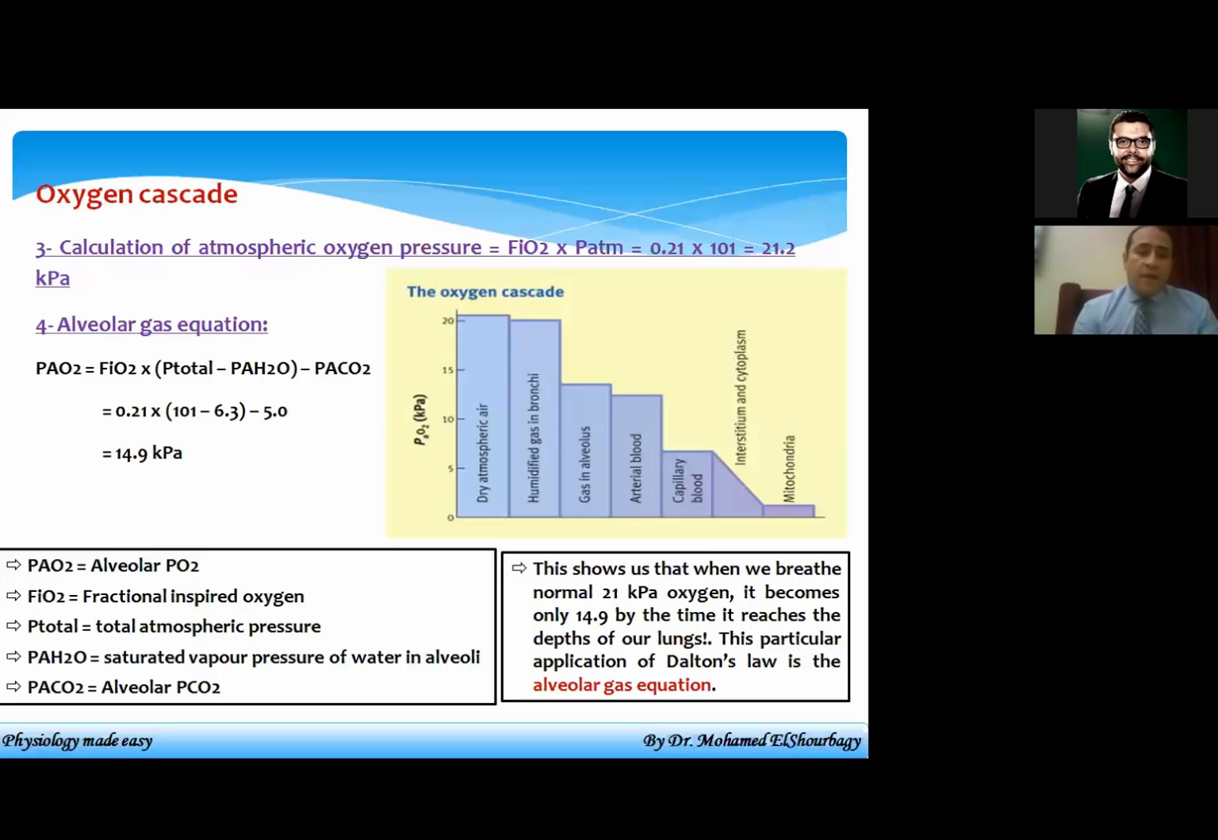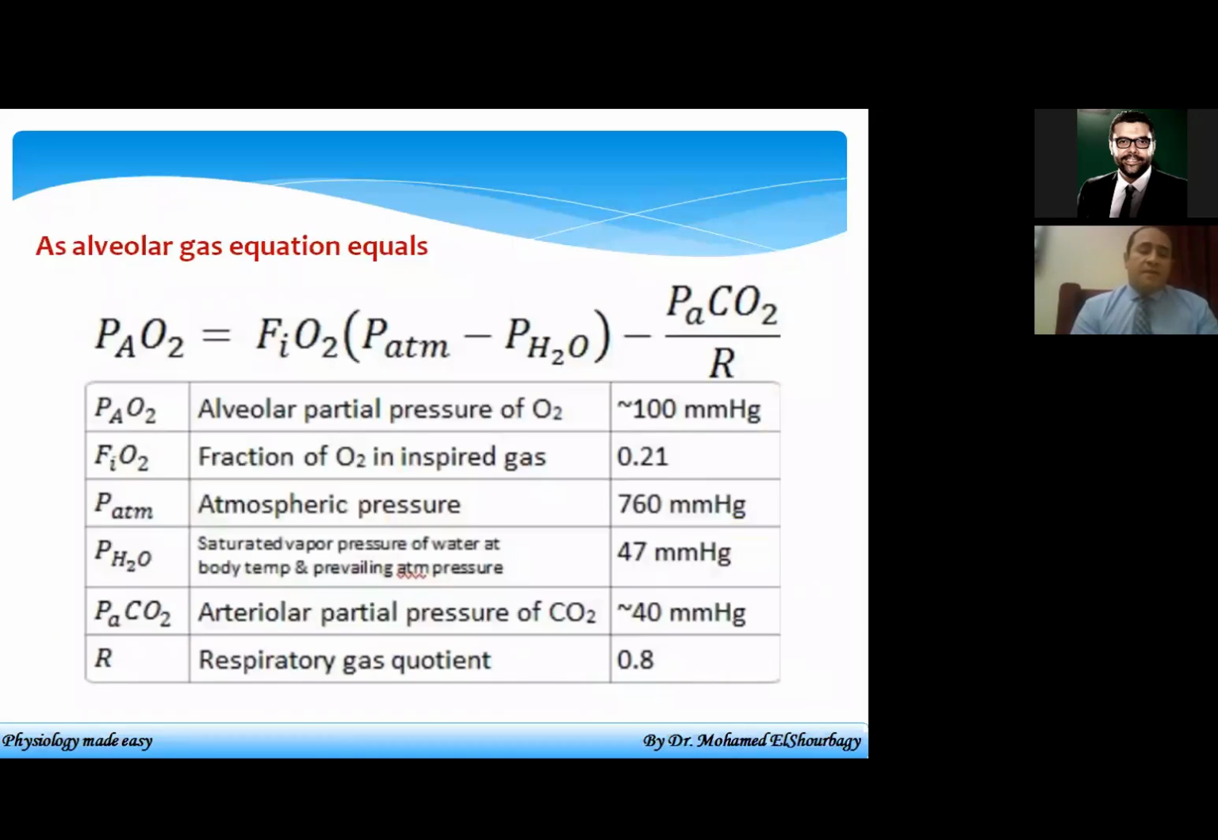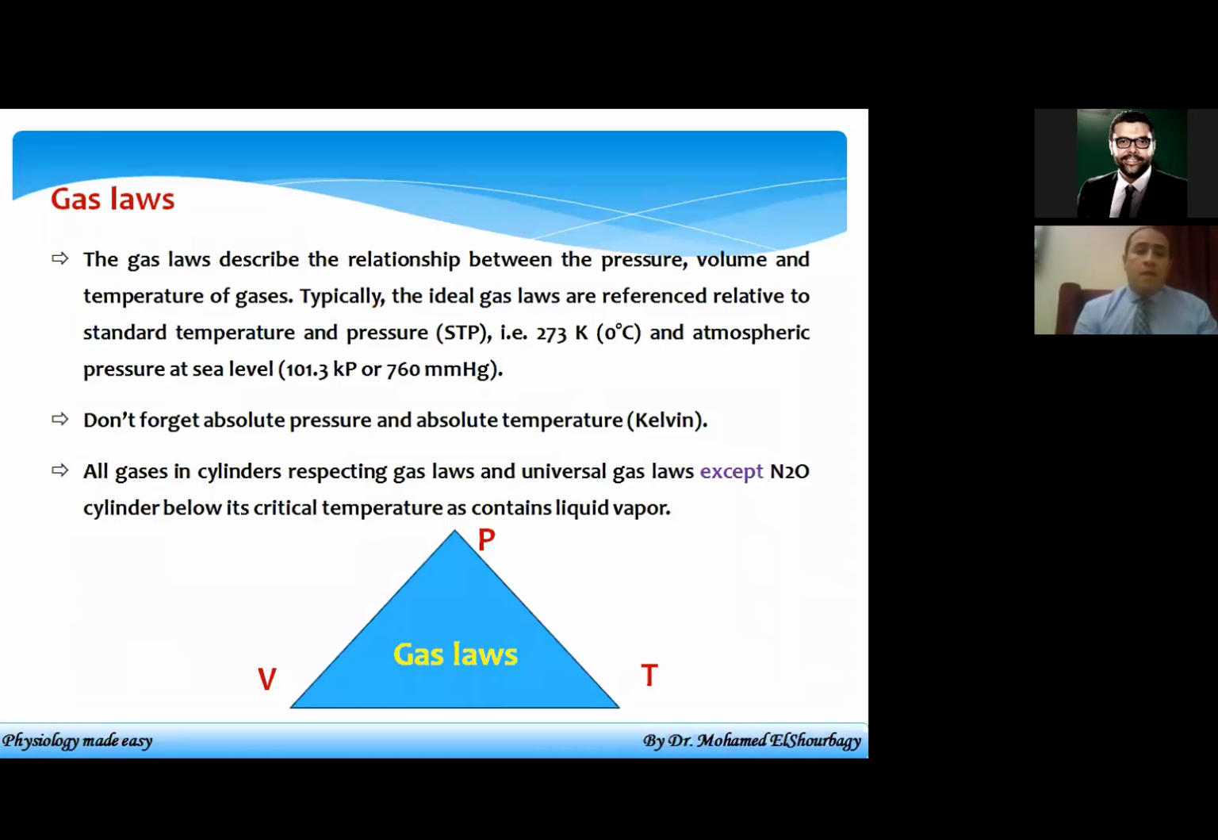Again, we must remember the alveolar gas equation: alveolar partial pressure of oxygen equals inspired oxygen concentration multiplied by the difference between the atmospheric pressure and the saturated vapor pressure in the alveoli, then divided by the ratio between the CO2 in the alveoli and the respiratory gas quotient, 0.8. Okay.